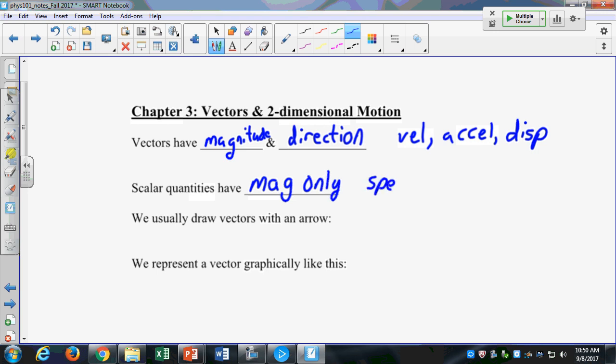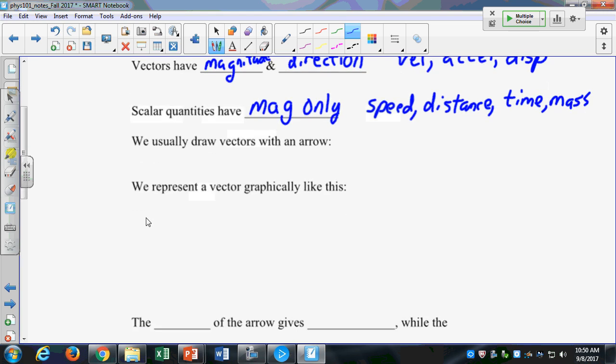So speed, distance, time, mass, etc., etc. Energy is a scalar quantity. We usually draw vectors with an arrow. So for example, if we have the velocity, we'll usually draw an arrow over it. Like I told you, I get a little lazy with that when we're doing kinematics problems. Acceleration would be like that. When we get into forces, we'll draw it with a little arrow over it. And we represent a vector graphically like this.